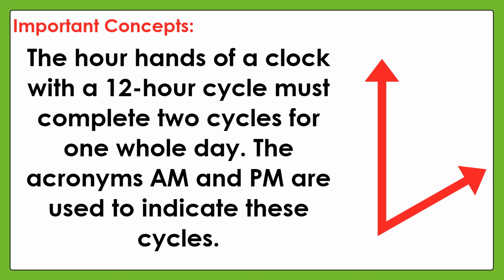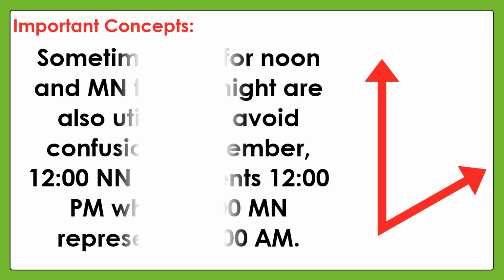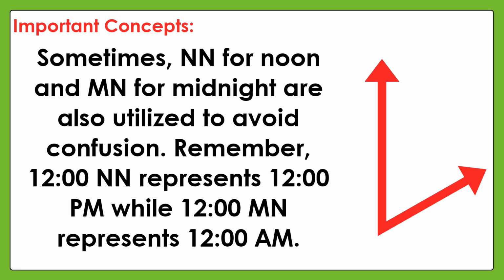The hour hands of a clock with a 12-hour cycle must complete 2 cycles for one whole day. The acronyms AM and PM are used to indicate these cycles. Sometimes, NN for noon and MN for midnight are also utilized to avoid confusion. Remember, 12 noon represents 12 o'clock PM, while 12 midnight represents 12 a.m.